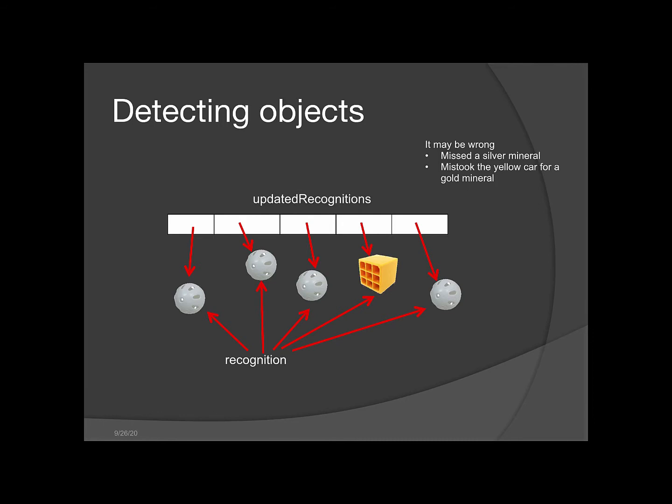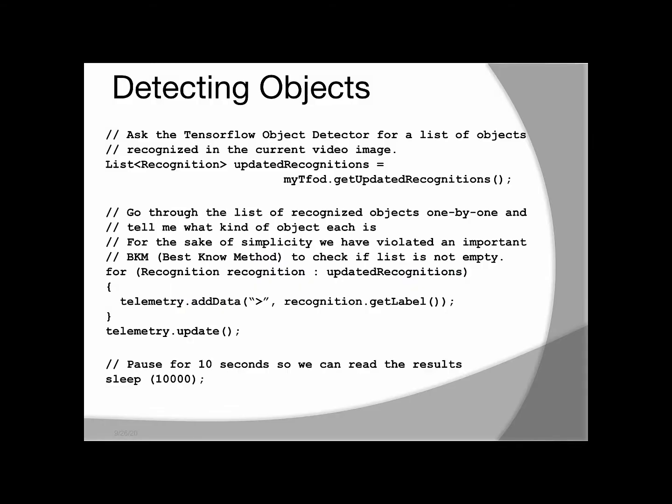And within our code, when we ask for a list of updated recognitions, this list right over here, it is going to only have 5 items in that list, and we're going to call each one of those items a recognition. So let's see how that code works.